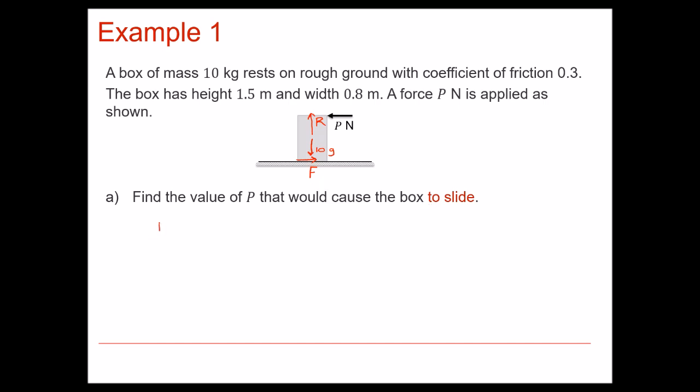Firstly, resolving in the vertical direction, we have R acting upwards and 10g acting downwards, and it's not going to be accelerating in a vertical direction at any point, so that will have to be 0, and so that means that R is equal to the weight, 10g.